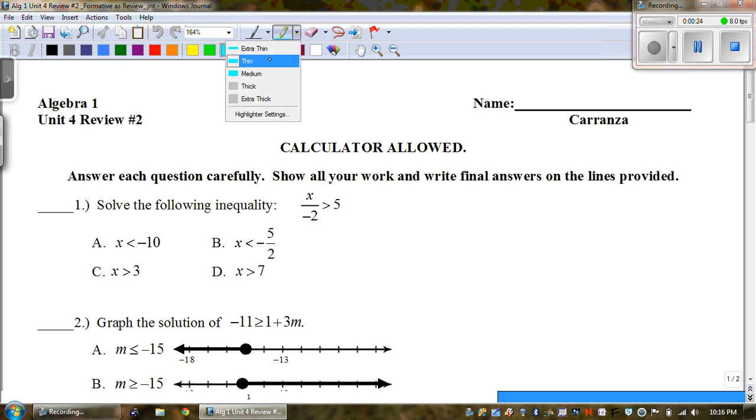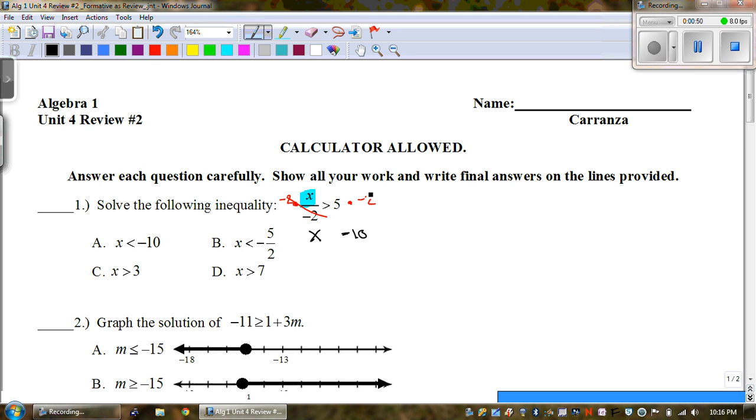To solve the inequality, we want to get the x by itself. To get the x by itself, the first thing we need to do is get rid of the division. To get rid of division, we multiply. So I'm going to multiply both sides by a... what type of 2 is that? That's correct. It's a -2, and 5 times -2 is -10.